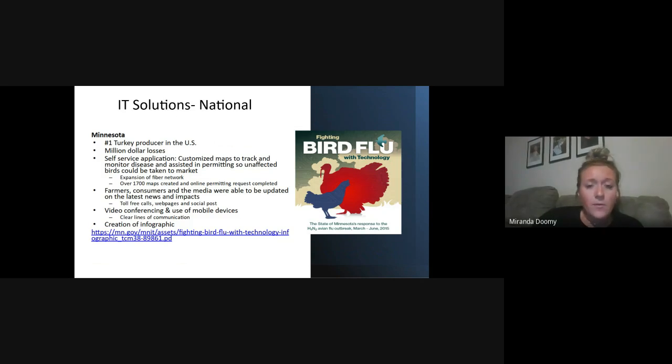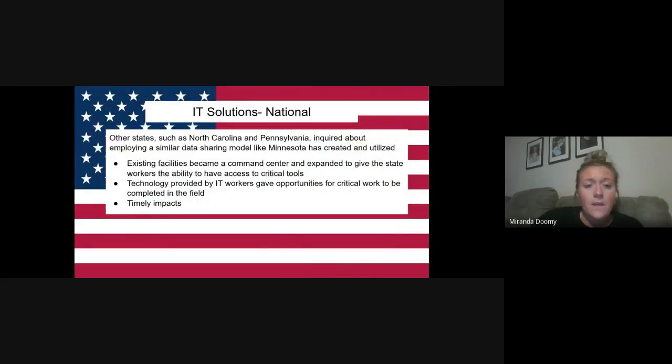And then that hyperlink will take you to Minnesota's response to the bird flu. It is a several page document if anyone would be interested in reading. Other states implemented a similar model, specifically North Carolina and Pennsylvania inquired about employing a similar data sharing model like Minnesota created.